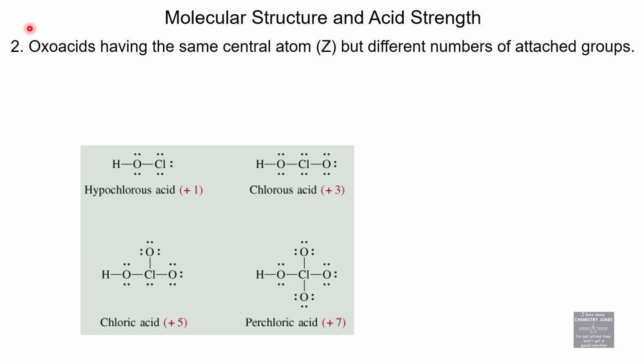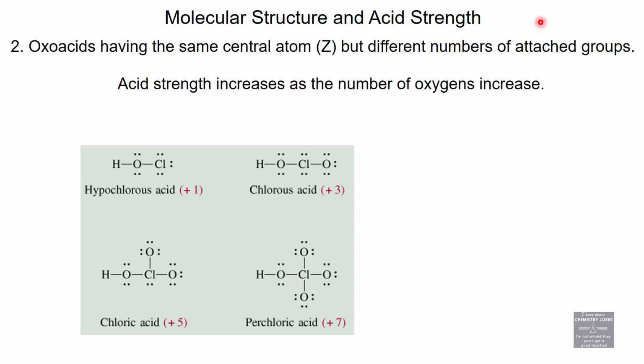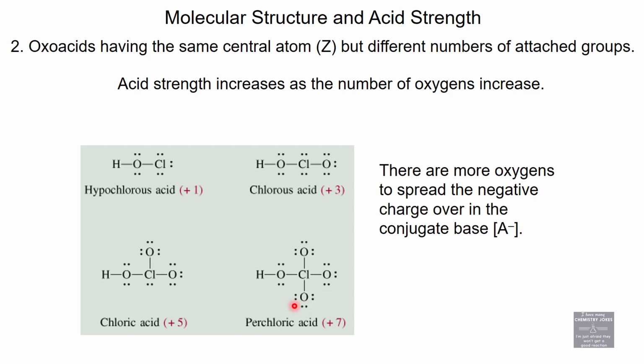Oxoacids that have the same central atoms but have a different number of oxygen atoms attached, the acid strength increases as the number of oxygens increase. So in that case, this one is my weakest acid in this table, and this one is my strongest acid. Oh, I've actually memorized. That's one of my 6 strong acids, right? More oxygens, so you can spread out that negative charge more easily in the conjugate base. That's a resonance thing. You don't remember Lewis structures, I know, but it's true.